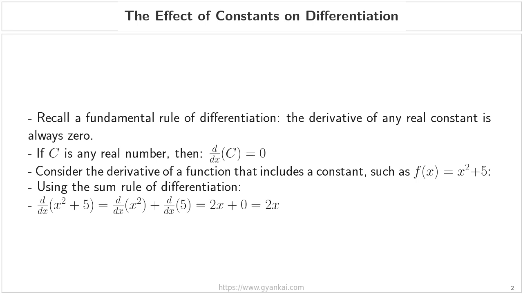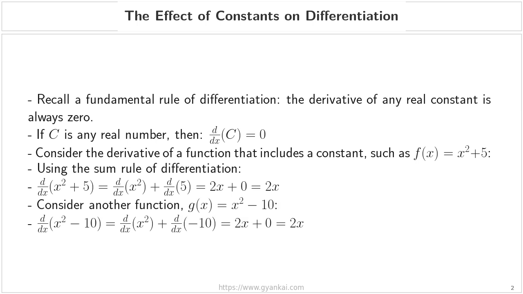So the derivative with respect to x of x squared plus 5 is equal to the derivative with respect to x of x squared, plus the derivative with respect to x of 5. Now, the derivative of x squared is 2x, and remembering our earlier rule, the derivative of the constant 5 is 0. Therefore, the derivative of f of x, which is x squared plus 5, is 2x plus 0, which simplifies to just 2x. Let's look at another function to reinforce this idea.